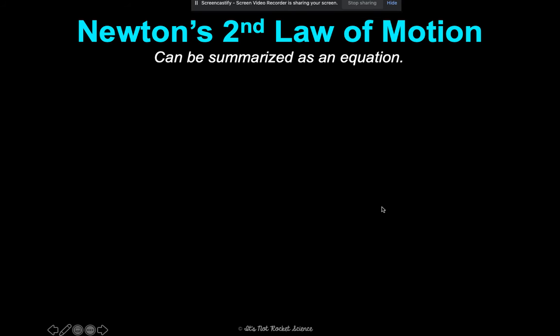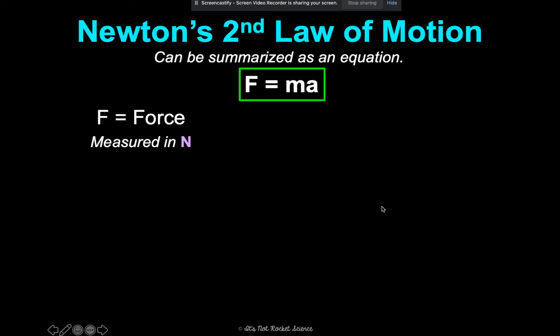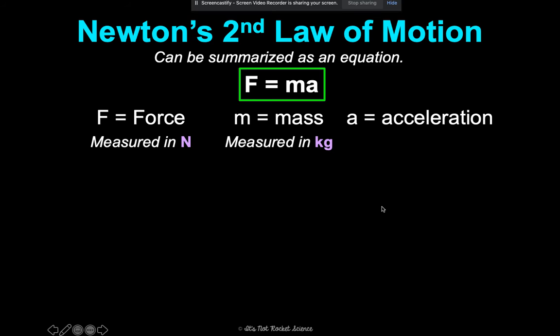And then we can summarize it in an equation. That's F equals ma, where F is force, measured in newtons. Mass is m, which is measured in kilograms. And acceleration is a, which is measured in meters per second squared.